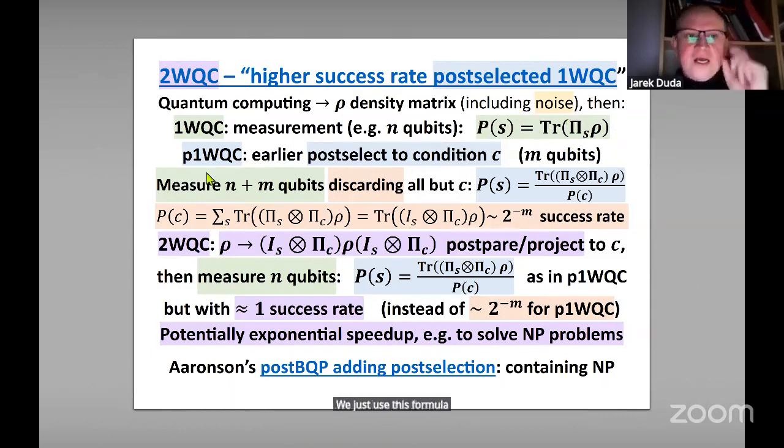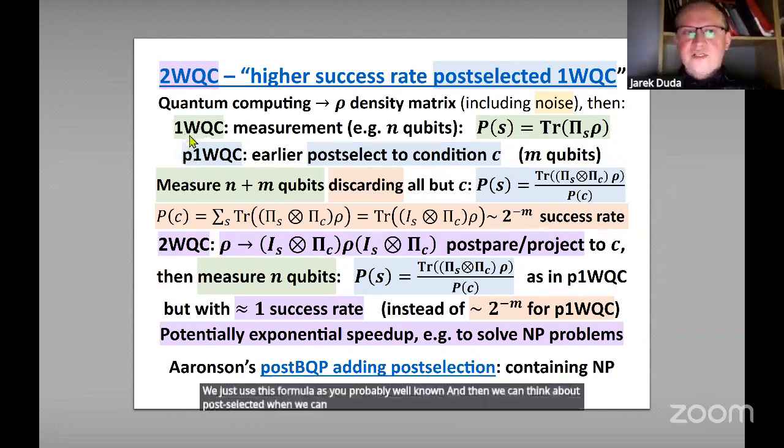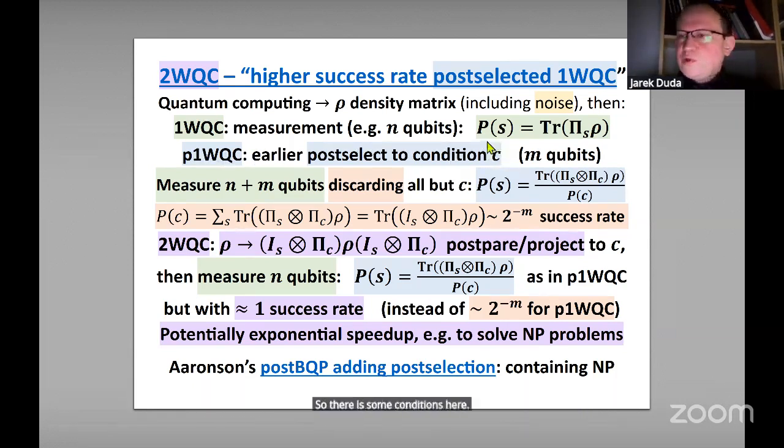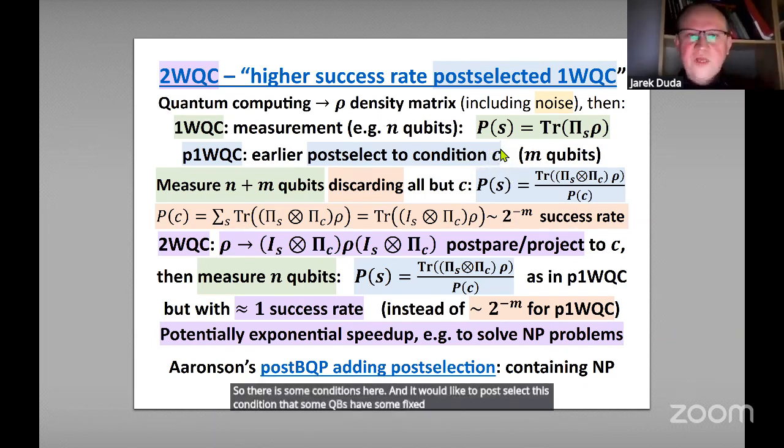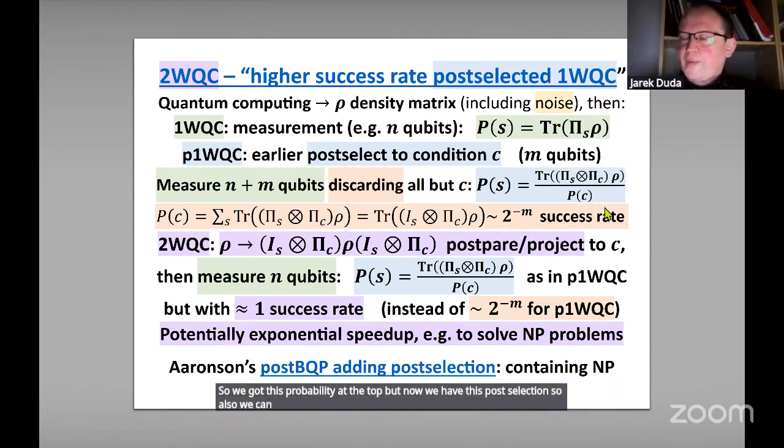And then we can think about a post-selected one-way quantum computer. It does not just measure, but also post-selects. So there is some condition C, and it would like to post-select this condition, that some qubits have some fixed values. So we measure all the qubits, the original n qubits plus these m qubits for this condition. So we get this probability at the top. But now we have this post-selection, so we can divide by the probability of this condition. So here is the final formula.